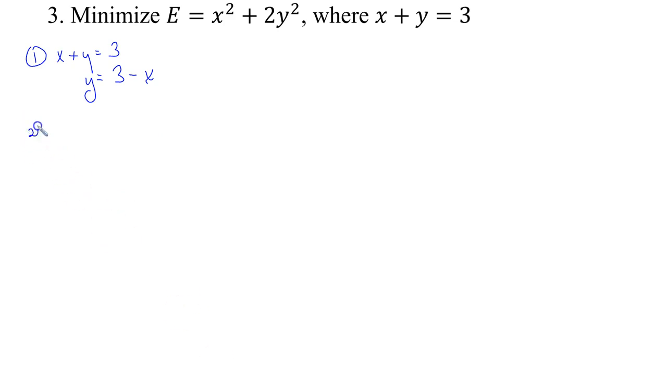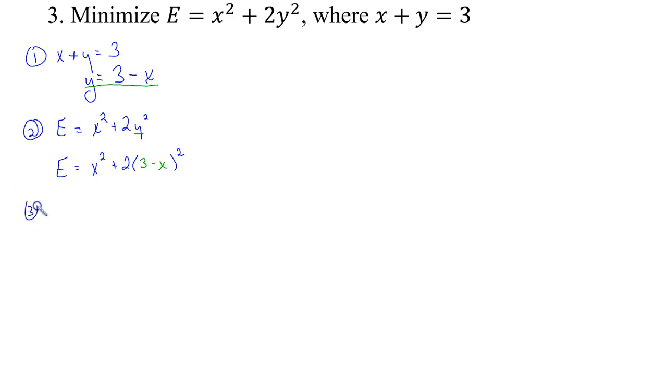So the next step in this process is to take my objective function e, which is equal to x squared plus 2y squared, and I'm going to substitute this y value in place of that y term here. So I have x squared plus 2 times, now y has to be squared, and in this case I don't know what y squared is, I just know what y is, so I know that y is equal to 3 minus x, so in place of y here I'm going to put in 3 minus x, and so this quantity is going to be squared.